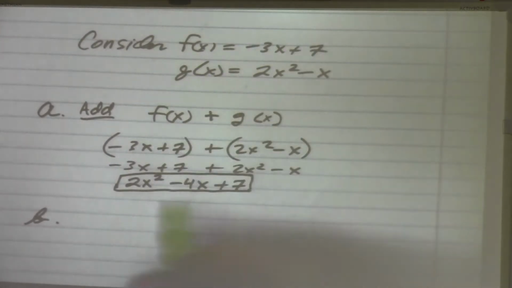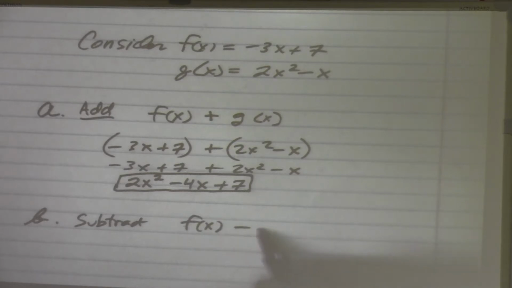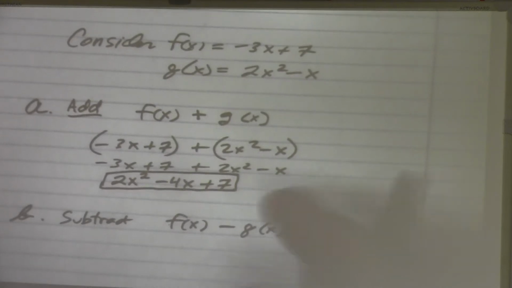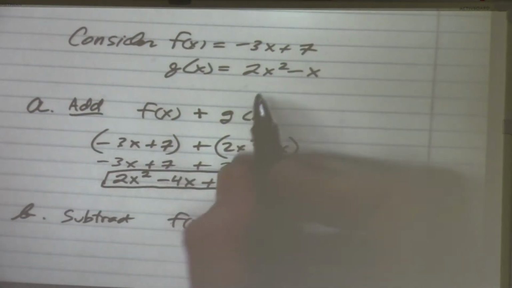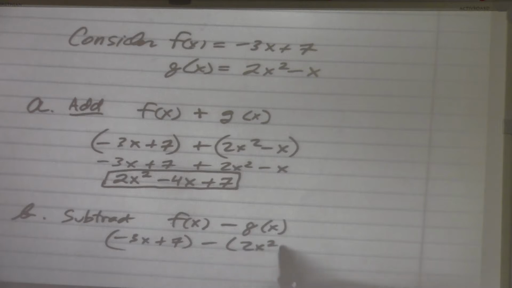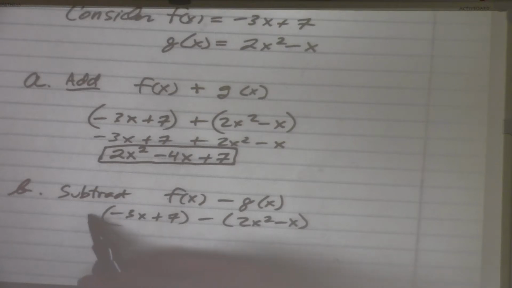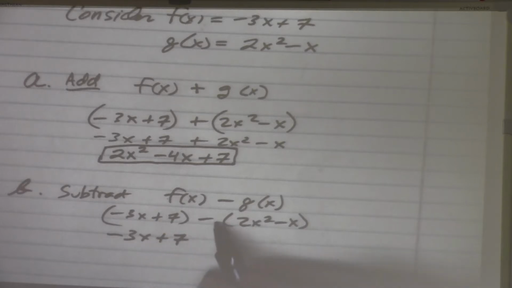Having added them, now let's subtract them. We will do the function f of x subtract function g. Now, we could also do it the other way, but we're going to do it this one. We're going to do negative 3x plus 7 subtract 2x squared minus x. So what I'm going to do is, this one here, there's nothing multiplying to it, so I can keep it as negative 3x plus 7. And I'm subtracting 2x squared minus x.